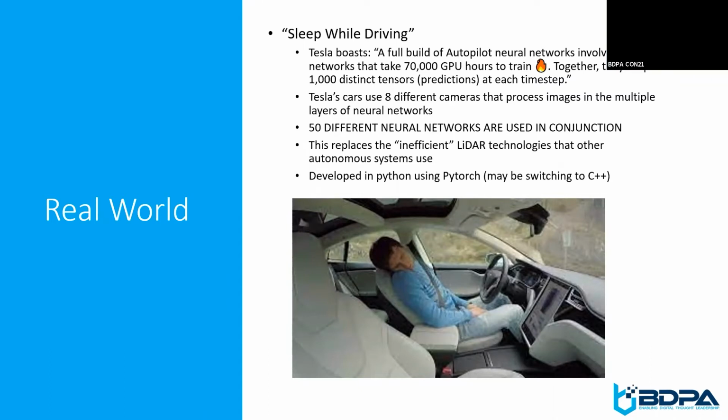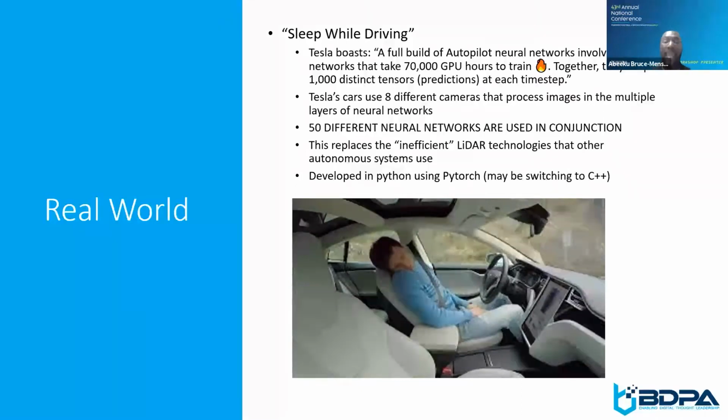And so Tesla's cars use 8 different cameras to process images and the multiple layers of neural network. That's important because usually cars would use LiDAR technologies. Now, if you're not familiar with what LiDAR is, it's essentially sonar with lasers. It shoots a bunch of lasers out, usually in a circular fashion, picks up where the lasers bounce off of, and that's how it measures distance. And when you're traveling, especially if you're traveling fast with cars, you want the lasers to bounce off quickly because it tells you how far you are from the thing and how fast you're moving towards it.